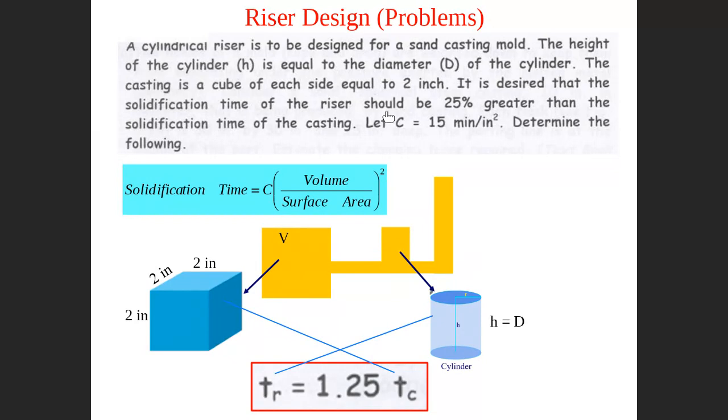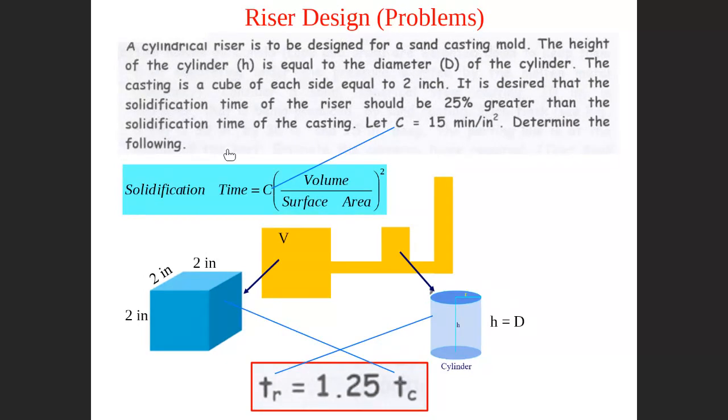So it is desired that the solidification time of the riser must be 25% longer than the solidification time of the cast. It means that the time of the riser must be equal to 1.25 times TC, the casting time. This is the condition. C here is the Chvorinov's law constant, which equals 15 minutes per inch squared, right?